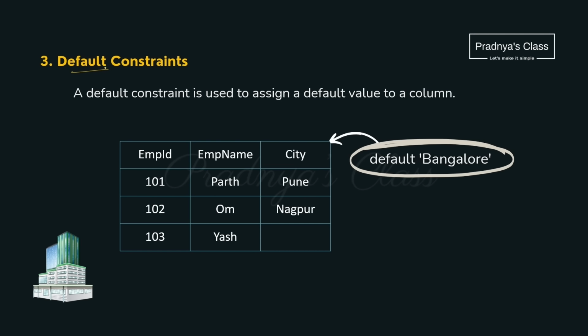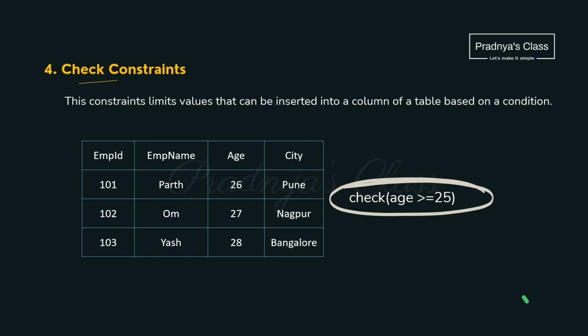Moving ahead to the third, that is default constraint. The way we have default parameter in the function, same way it works. If you don't provide any value for the column, default value will get considered. The fourth constraint is check constraint. If you want to insert data into the table based on some criteria, then we can apply the check constraint. Look at this table. On the age column, we are applying check constraint. If the data satisfies this condition, then only you can insert the data into the table, otherwise not.